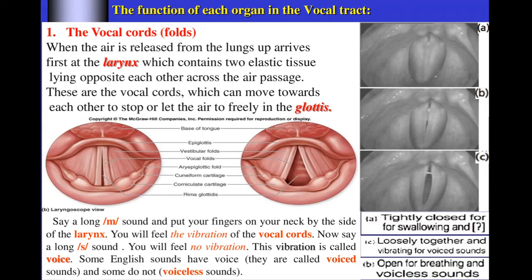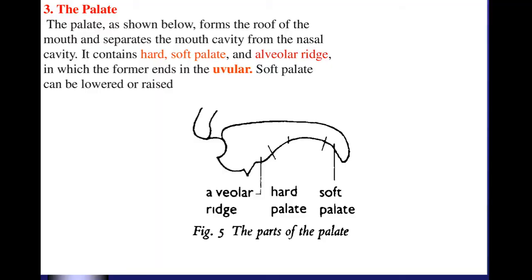In B, the vocal cords are loosely together. They make vibration, which is found in voiced consonants and all the vowels. C, the vocal cords are open when we breathe and when we produce voiceless consonants.